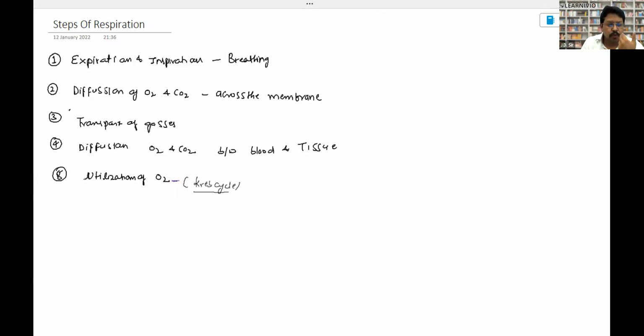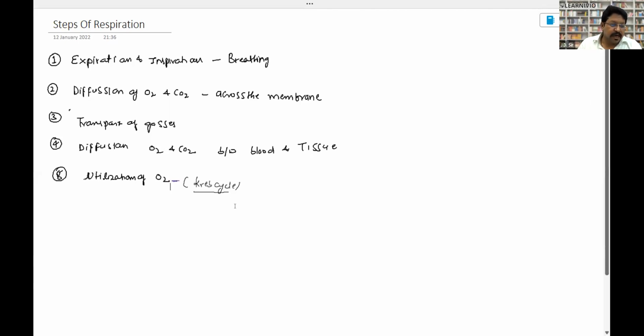Blood comes to our lungs, or in fact alveoli. It diffuses out the carbon dioxide and diffuses in the oxygen. After that, transportation of gases takes place. In transportation, blood takes the oxygen from the lungs and distributes it to tissues. When it delivers the oxygen to the tissues, in return it takes back the carbon dioxide and delivers it to the alveoli. Then diffusion of O2 and CO2 takes place between blood and tissue. The same thing: blood goes to the tissues, gives them oxygen, and takes back carbon dioxide.